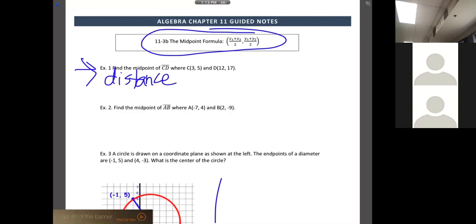Okay, now, when it says find the distance, you would use the distance formula. When it says find the midpoint, you use the midpoint formula. You have to know when to use which formula, right? Follow the words.